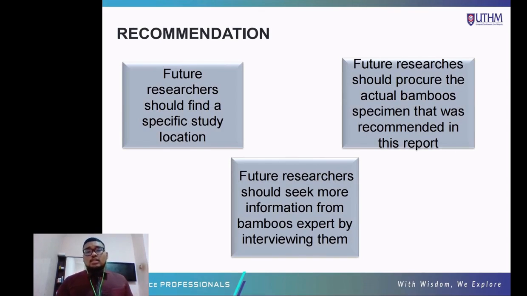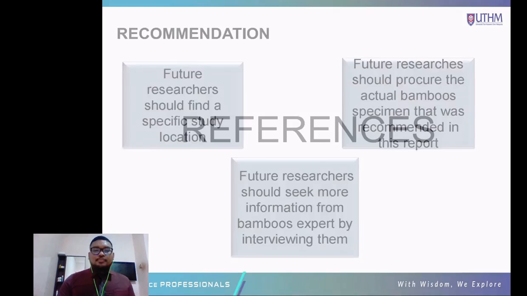Due to COVID-19, our group could not do this activity. Next, future researchers should procure the actual bamboo specimen that was recommended in this report. Again, due to COVID-19, we also could not do this process. Finally, future researchers should seek more information from bamboo experts by interviewing them.